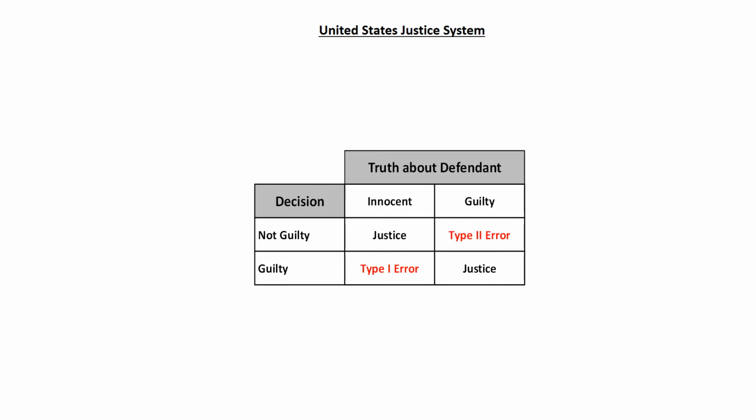If you are guilty and they find you guilty, then again, justice is served. Where the problem comes in is if they find you not guilty and you committed the crime, well, now you got away with something. Or on the flip side, what if they find you guilty and you're actually innocent? That's type 1 error. Type 2 is you get let go because you're truly guilty, but they find you not guilty.